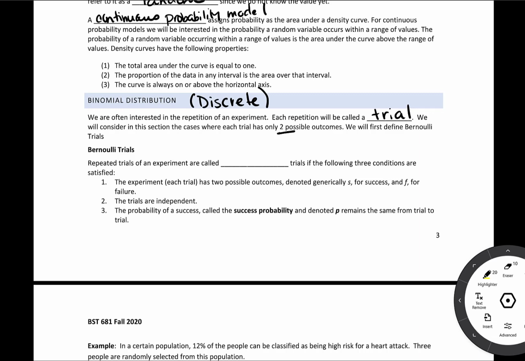And so first we're going to define what is called a Bernoulli trial. Repeated trials of an experiment are called Bernoulli trials if the following three conditions are satisfied. For the experiment, each trial has two possible outcomes, denoted generically as success and failure. The trials are independent, and the probability of success, which we call the success probability and denote P, remains the same from trial to trial. And so let's look at an example here.